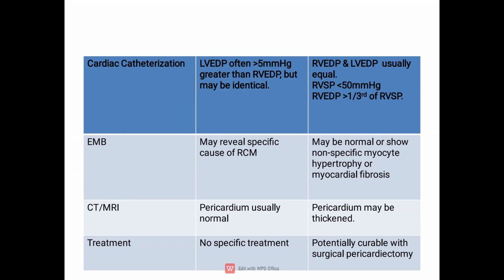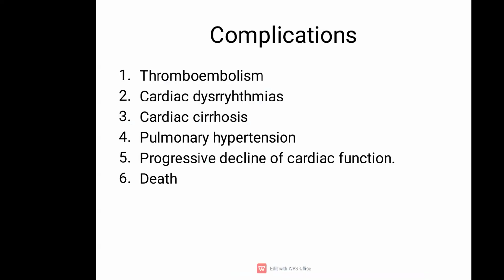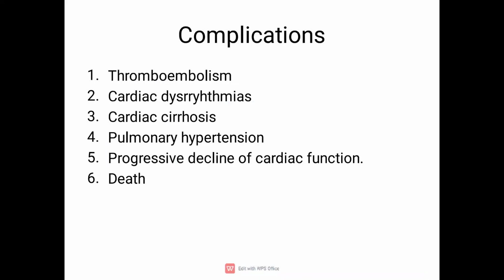And then for the treatment, there is no specific treatment for restrictive cardiomyopathy, except for targeted treatment towards the specific causes of restrictive cardiomyopathy. But constrictive pericarditis is said to be potentially curable when it's picked up early and one does surgical pericardiectomy. Now, these are some of the complications: thromboembolism, which could be as a result of spontaneous echo contrast in the dilated atrium or atrial fibrillation, then cardiac dysrhythmias, cardiac cirrhosis, pulmonary hypertension, then progressive decline of cardiac function, and sometimes it could actually lead to death. Sometimes some of them could have an unexplained death as a form of complication.